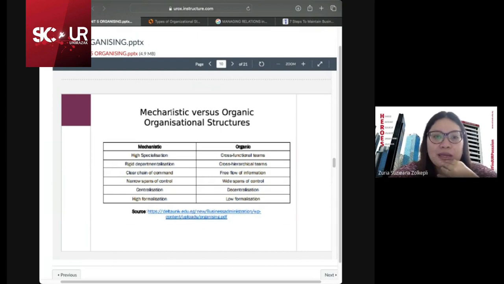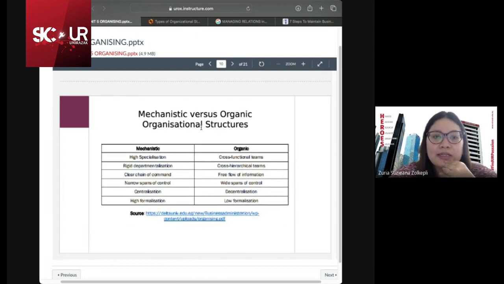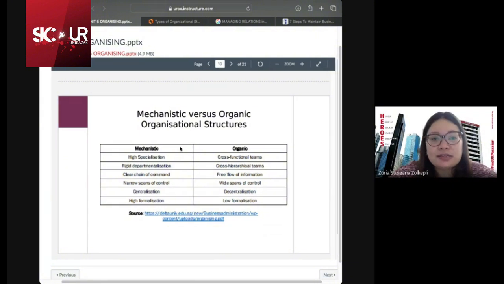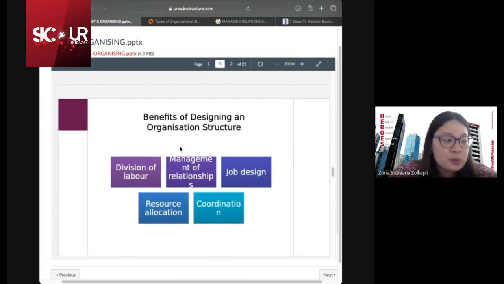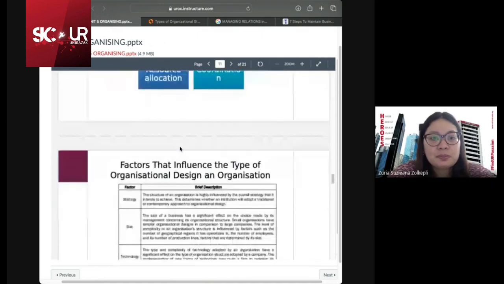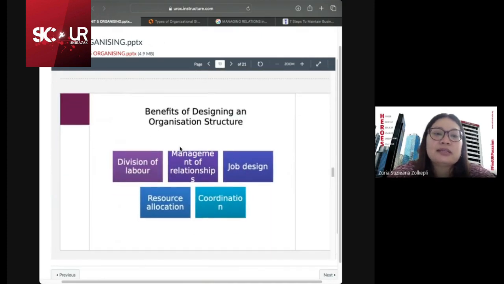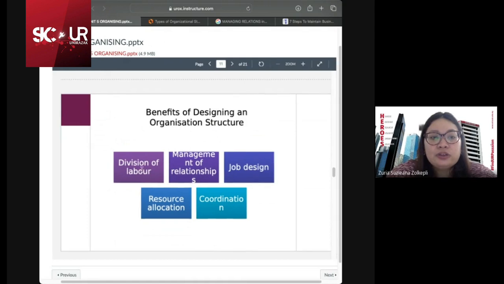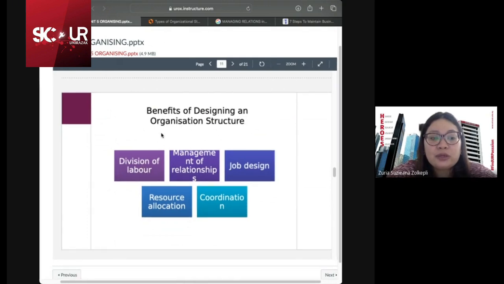The differences between mechanistic versus organic organization structure in terms of specialization, departmentalization, the chain of command, and span of control, the thing that we have learned just now. Okay. All right, so the second last part of this is the benefit. The division of labor, so that people will know what they are working as, and you as a company as well, you don't get confused, you know which department, especially like I take example like university.